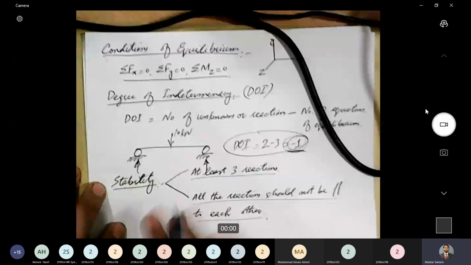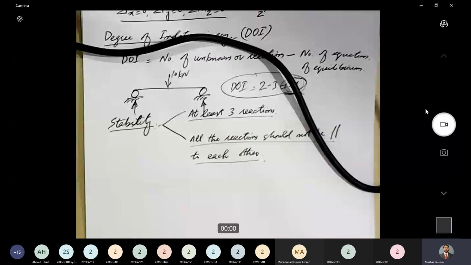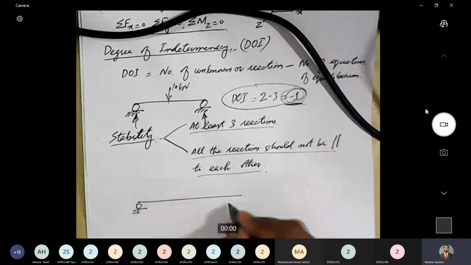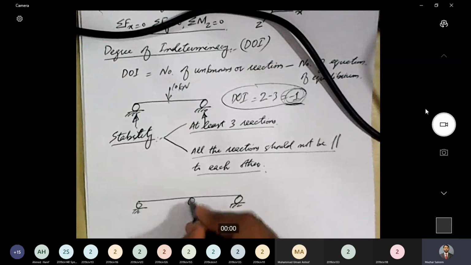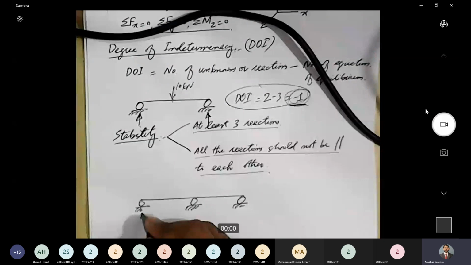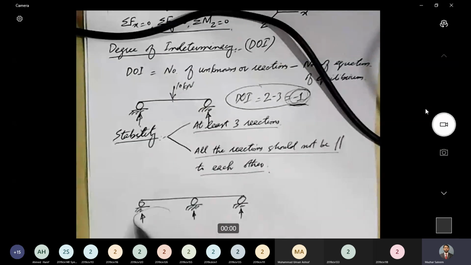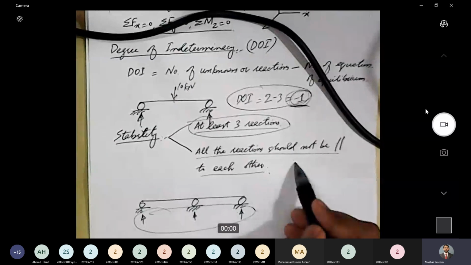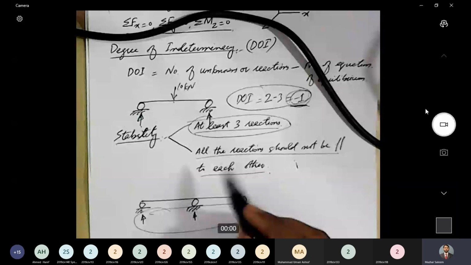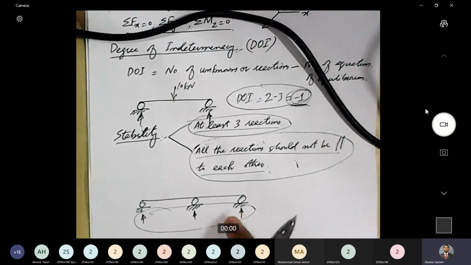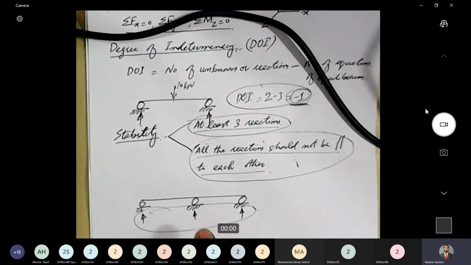And in addition to this, I want to give you another example. Sometimes one condition of stability is satisfied, but the other is not satisfied. For example, if I give you a continuous beam with 3 roller supports, now how many reactions does it have? 3 reactions. So 3 reactions are there, which means the first condition of stability is satisfied. What about the second condition? All the reactions should not be parallel to each other, but all these 3 reactions are parallel to each other. So although the structure has 3 reactions, it is still an unstable structure.